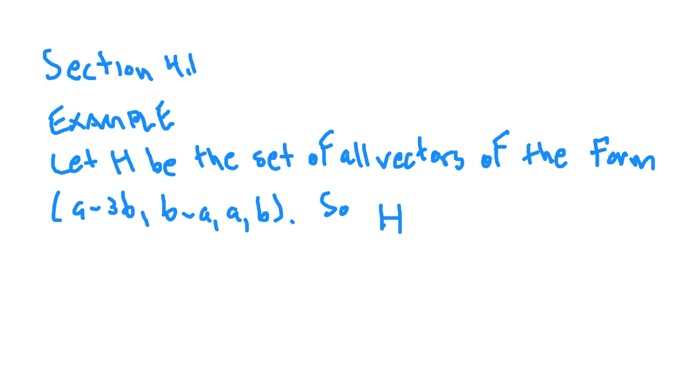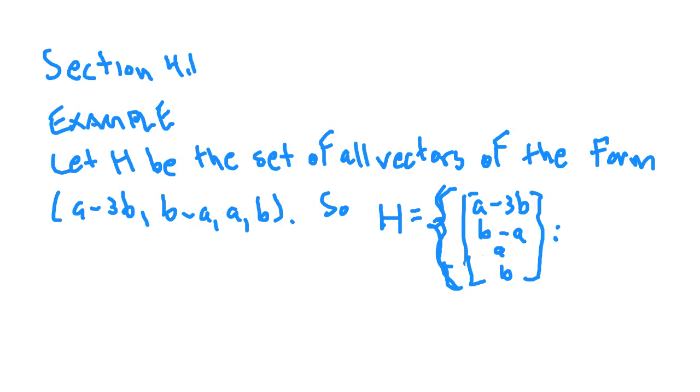So H, if we were to write it out a little more formally, would be those vectors with components a minus 3b, b minus a, and b, such that a and b are in R. In other words, they're real numbers.